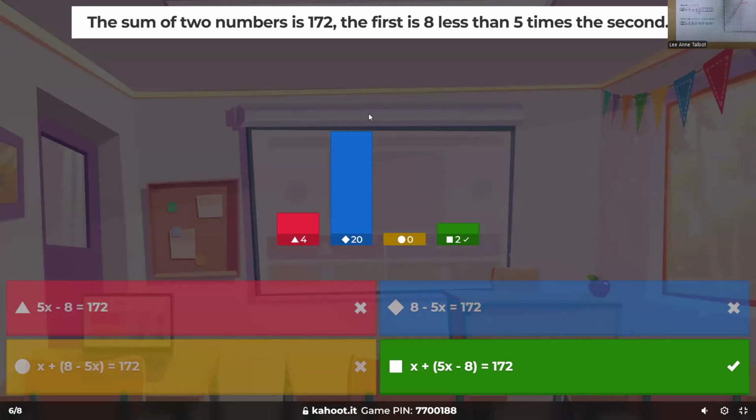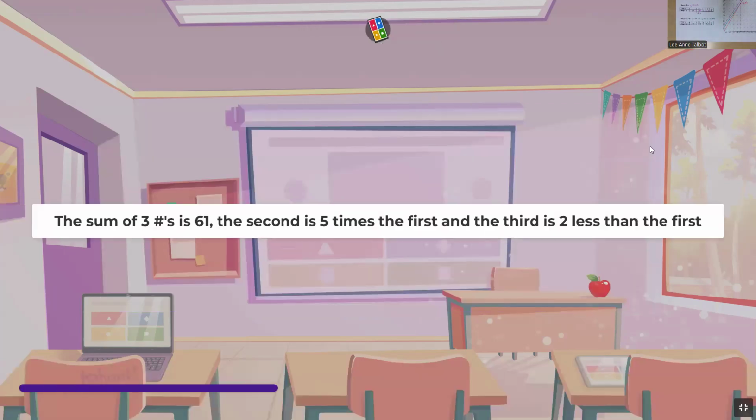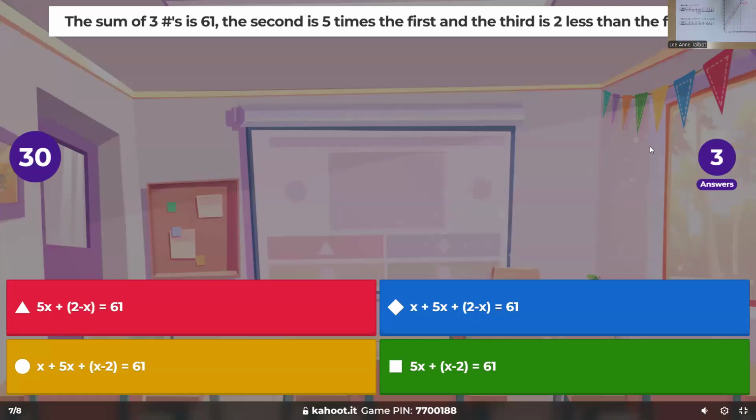But this one is definitely not blue because it says the sum of two numbers, so you have to add two things together. Okay, anyway. Okay, almost done. The sum of three numbers is 61. Second is 5 times the first, and the third, 2 less than the first.